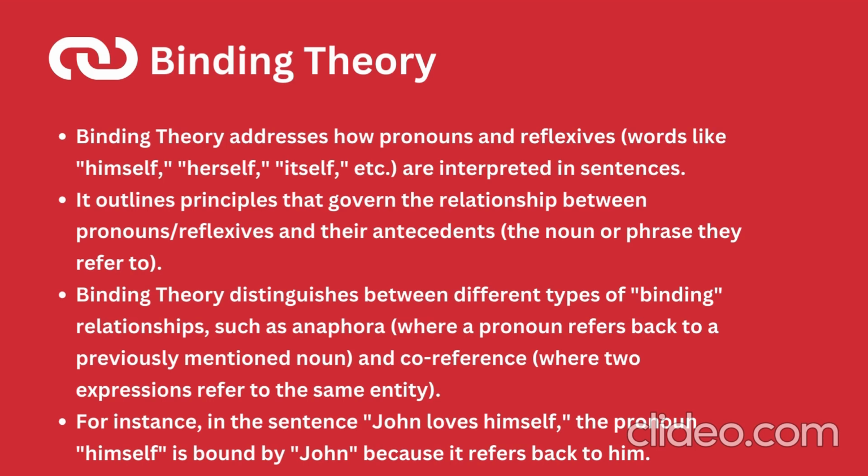The word himself is connected to John. It's like saying John loves John. So this word himself binds to that noun. John and himself both refer to the same person. So there is a binding between John and himself, which is called anaphora. That means when a pronoun refers back to a previously mentioned noun, that is called anaphora. So himself refers to the previously mentioned noun, that is John. And similarly, we also have another idea called co-reference, where two expressions refer to the same entity. It can also be called co-reference because John and himself refer to the same person.